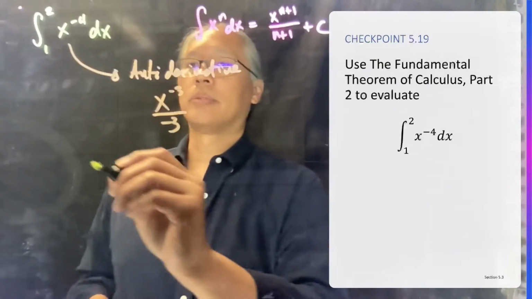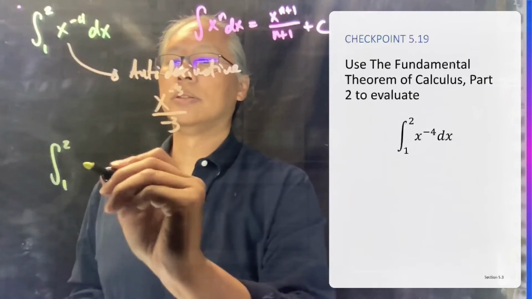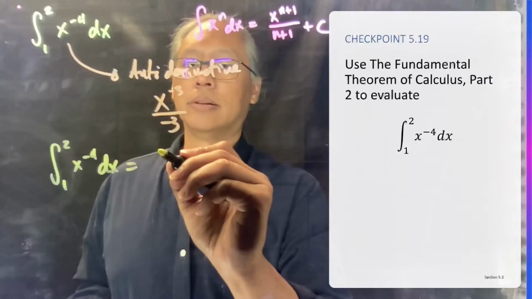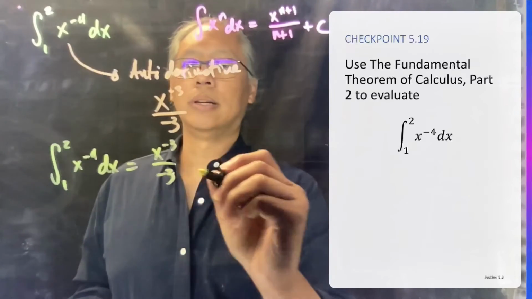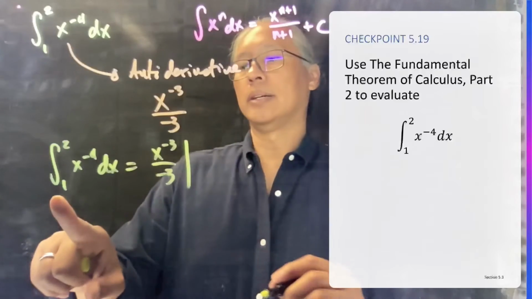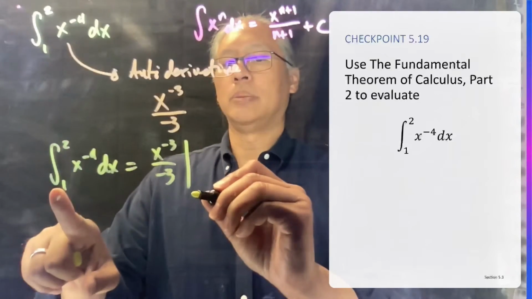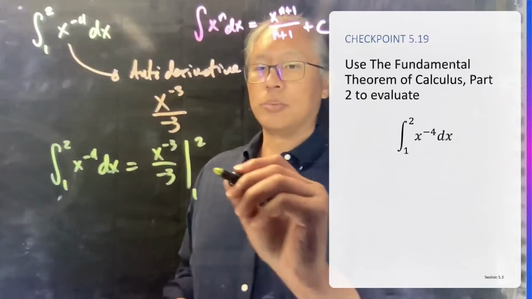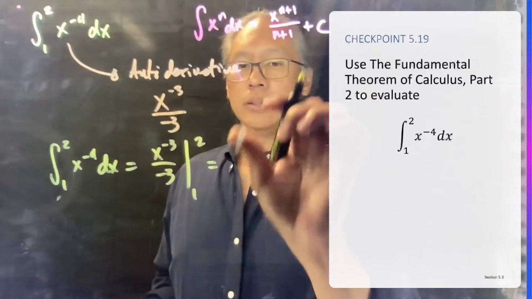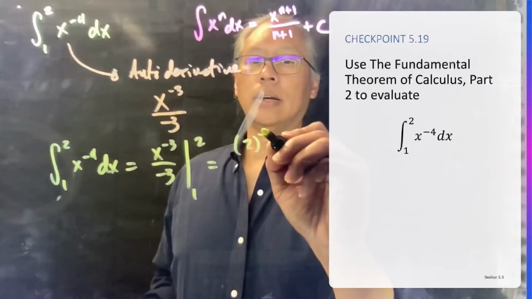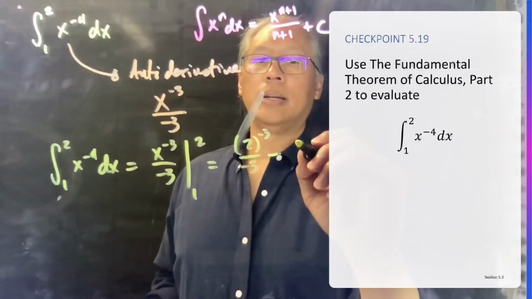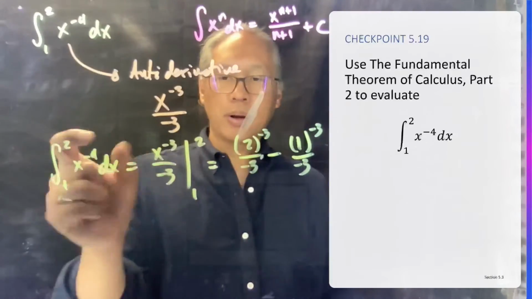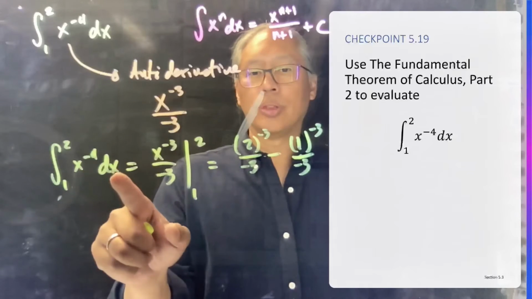Now, according to the fundamental theorem of calculus, this integral from 1 to 2 of x to the negative 4 dx is going to be essentially this antiderivative, x to the negative 3 divided by negative 3. And then we're going to evaluate this first at the top limit and then at the bottom limit. So we're going to evaluate this from 1 to 2. So this symbol says we're going to evaluate from 1 to 2, which means this is going to be 2 first to the negative 3 power divided by negative 3 minus 1 to the negative 3 power divided by negative 3.